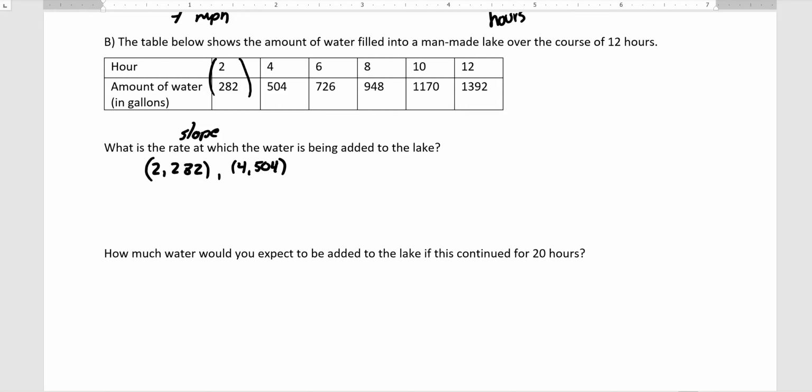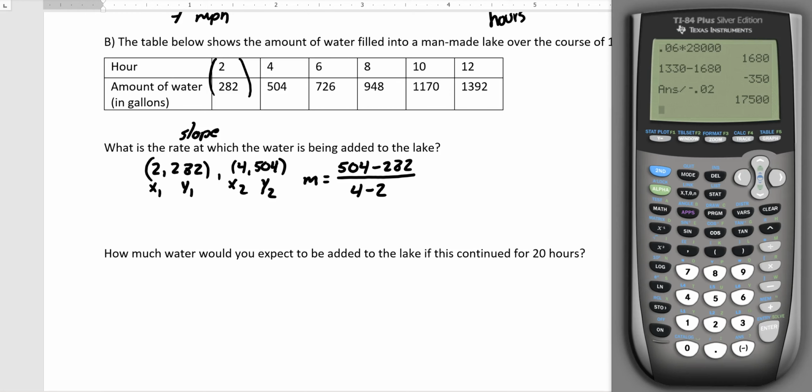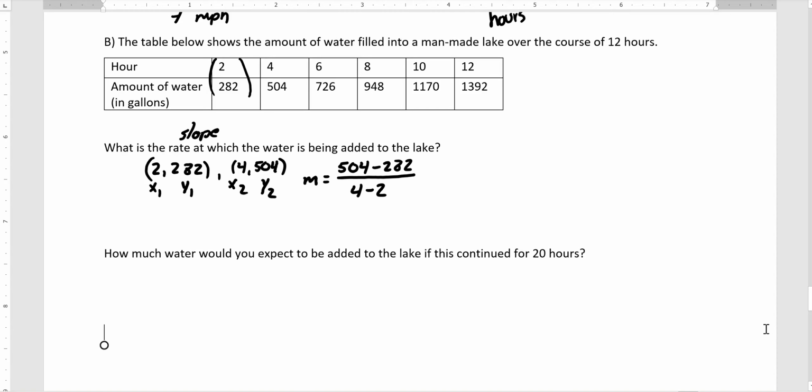All right, very nice. So we have x1, y1, we have x2, y2. We would say that m equals 504 minus 282 over 4 minus 2. 504 minus 282, that might be one that's helpful with a calculator. 504 minus 282 equals 222.